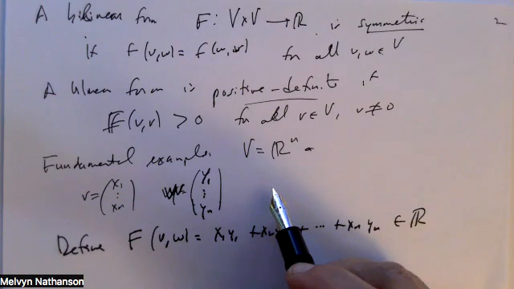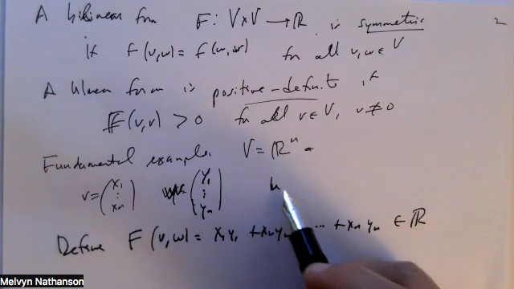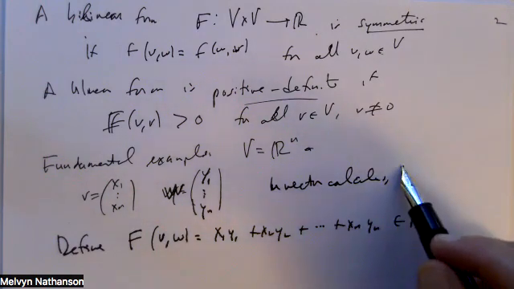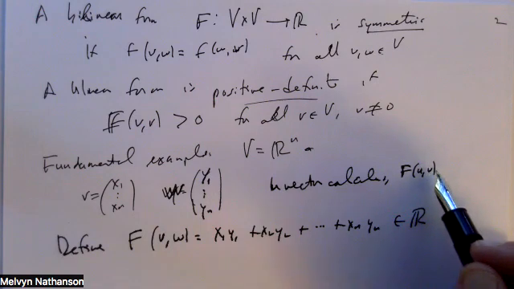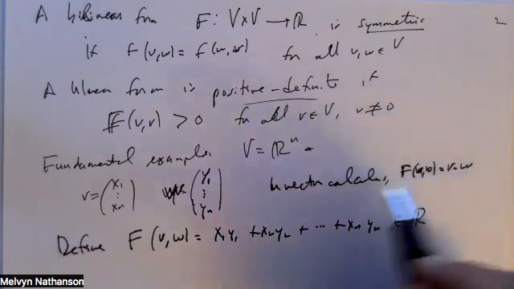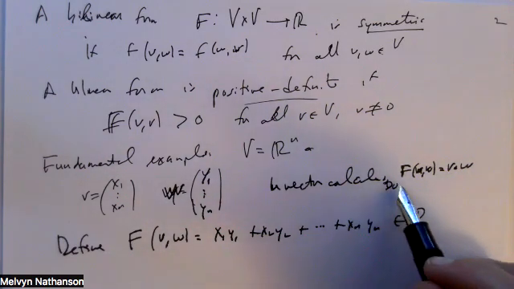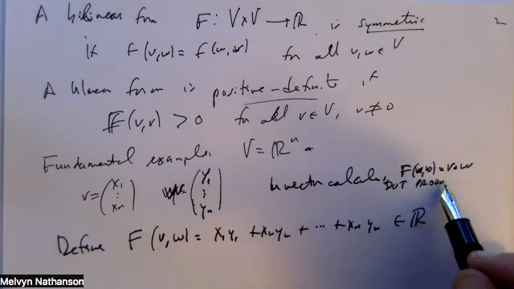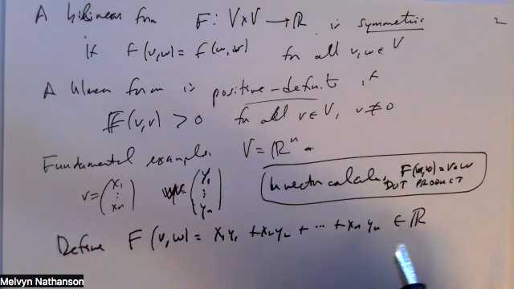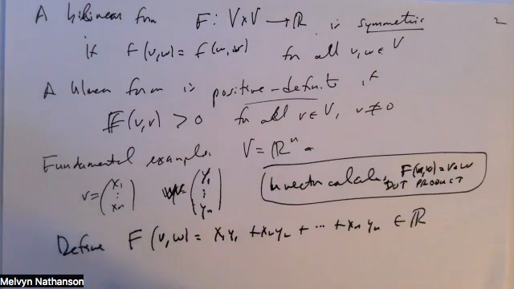And if you took Math 226, vector calculus, this f of (v, w) is just what was called the dot product in Calc 3, vector calculus. And this is a generalization of this to n dimensions. So why is this a bilinear form? Why is it symmetric? Why is it positive definite?